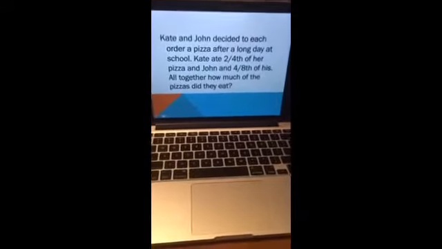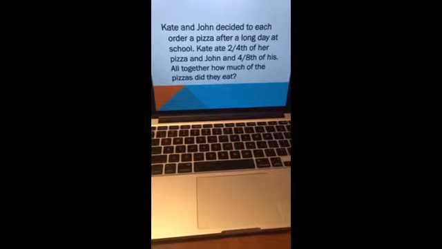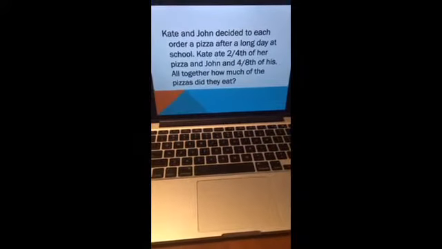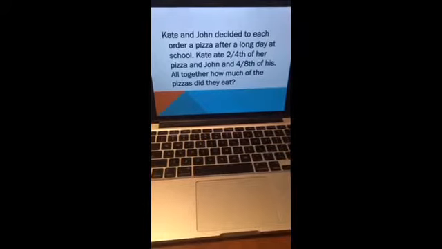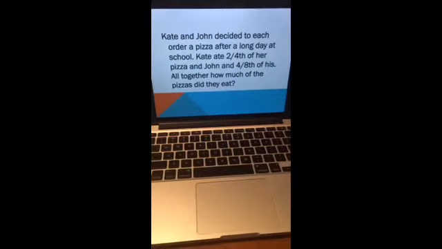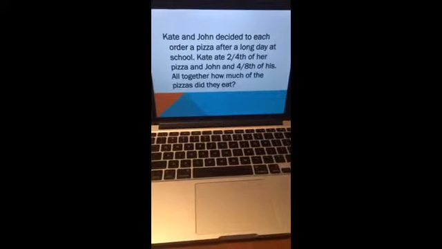So now we're going to get started with our word problems. And so today the first one we're going to use is the area model. So our word problem says that Kate and John decided to each order a pizza after a long day at school. Kate ate 2/4 of her pizza and John ate 4/8 of his. Altogether, how much of the pizzas did they eat?